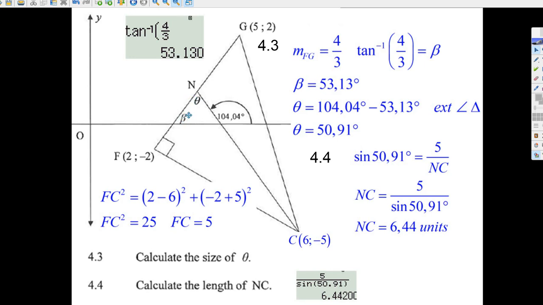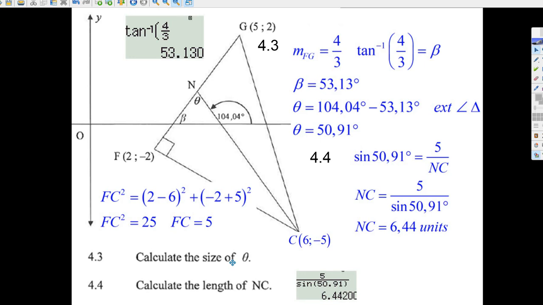Now, these two angles here add up to the exterior angle, this one out here. There are other ways you can do it, angles in a line and then angles in a triangle, but the easiest thing is just to go 104.04 minus 53.13. Theta must be 50.91 because beta and theta have to add together to make 104.04. So that's why theta is 50.91.